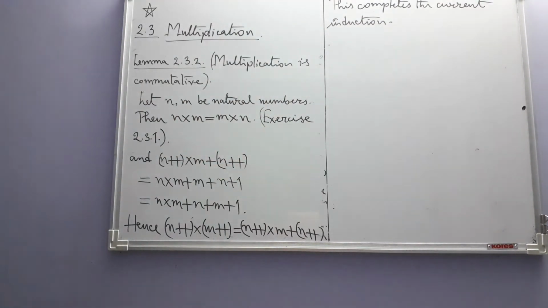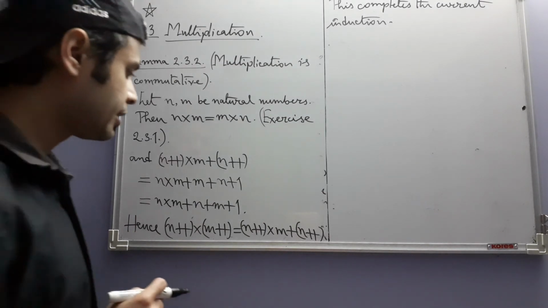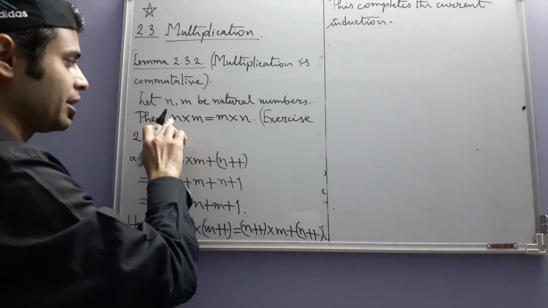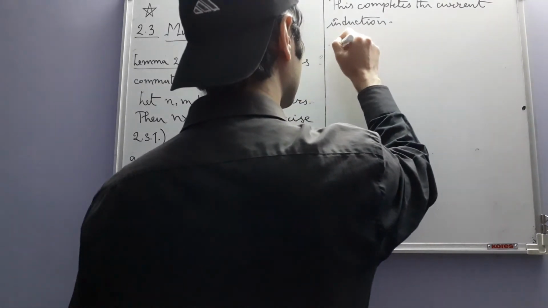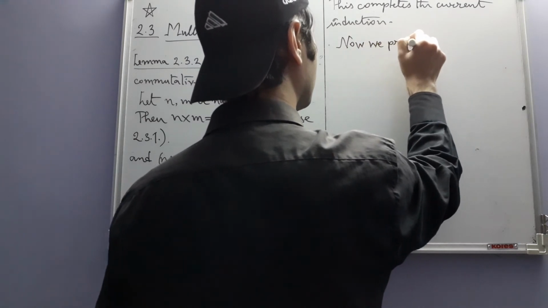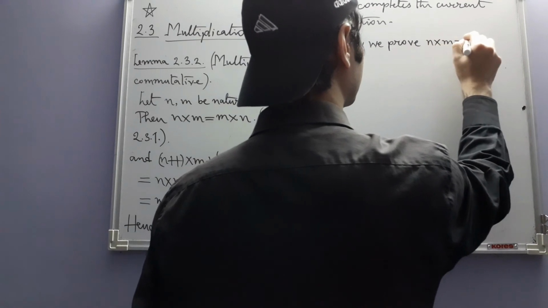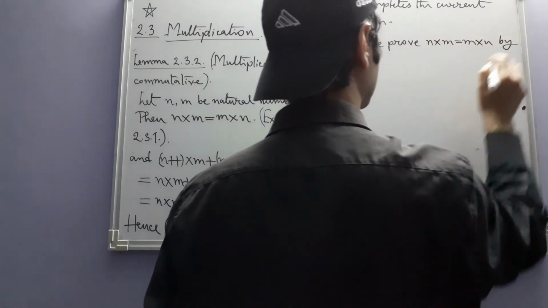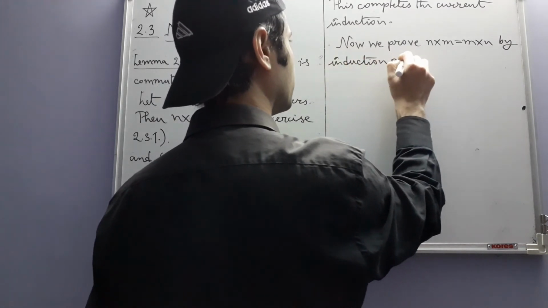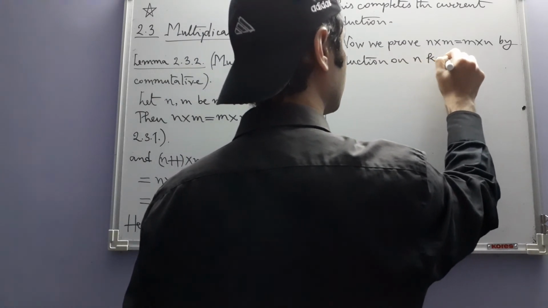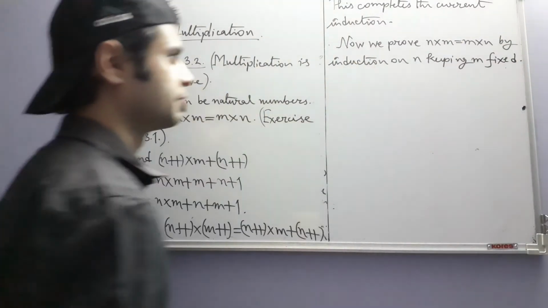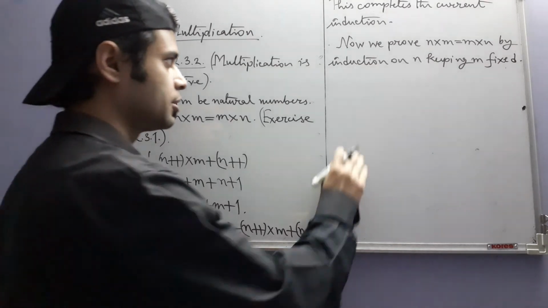So here again we will apply induction, of course, keeping one of them fixed. We decide to apply induction on N. Now we prove N cross M equal to M cross N by induction on N, keeping M fixed. So we straight away move to the induction.